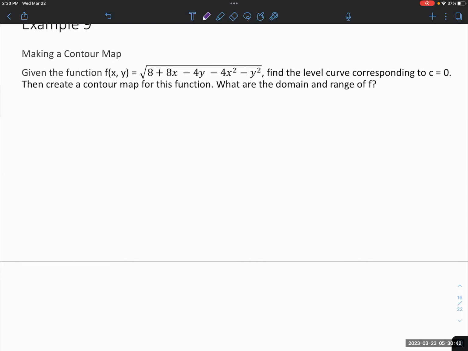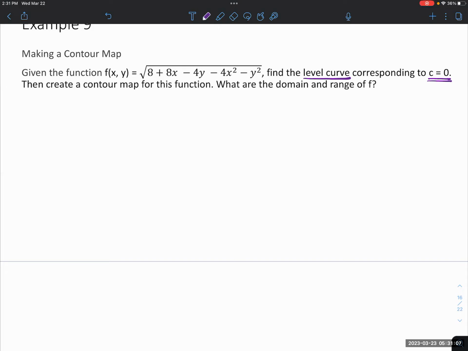It's good to practice. So we are given the function f(x, y) here. Find the level curve corresponding to c equal to 0. Then create a contour map for this function. What are the domain and range above? Okay, let's think about it step by step.